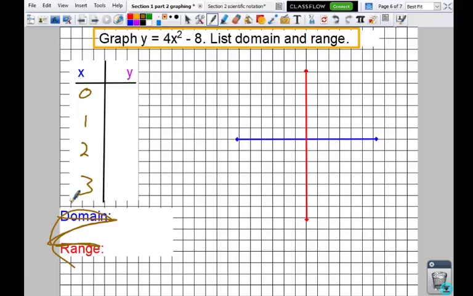Hey sir, I can't see them. Dots are gone. What do you mean the dots are gone? You lost your dots. Where are the dots? Where are they? Where are they?